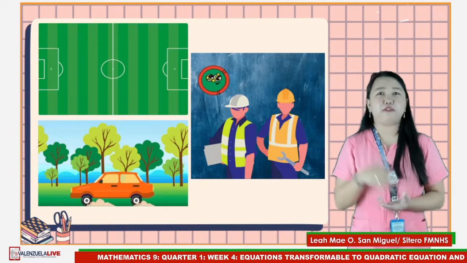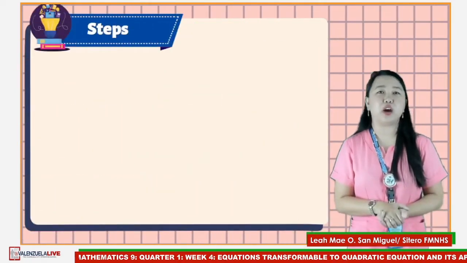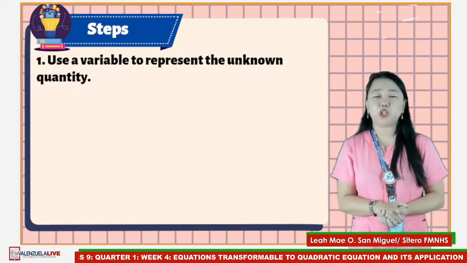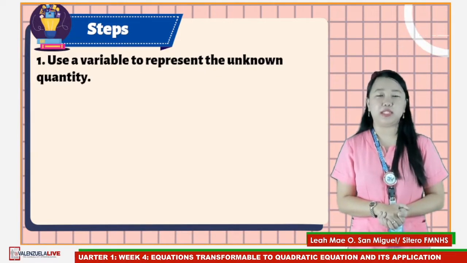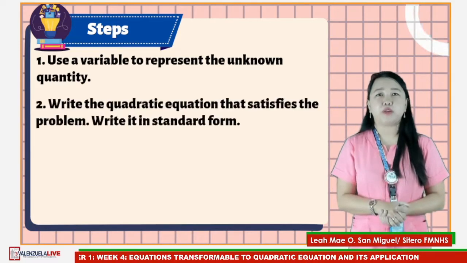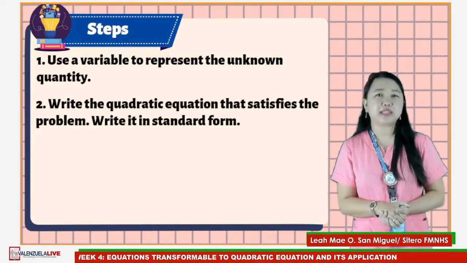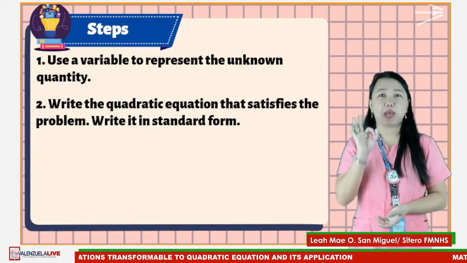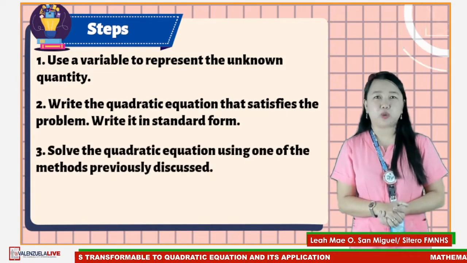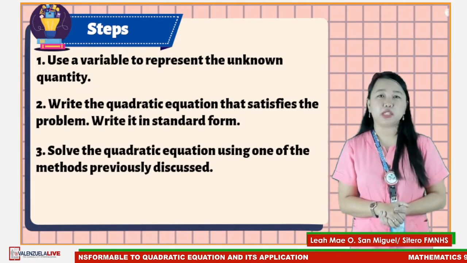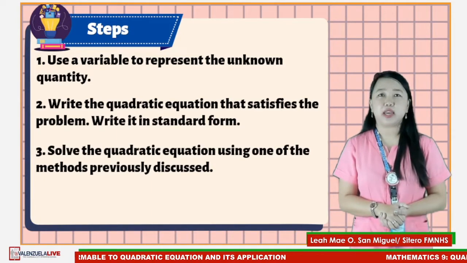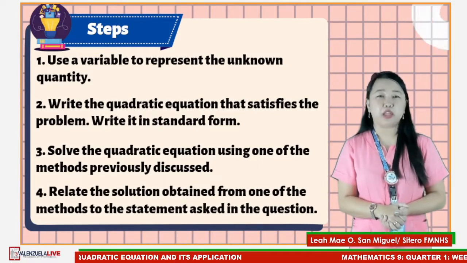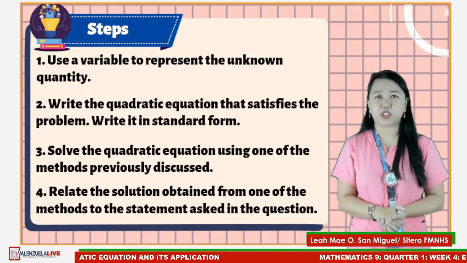You could use the following steps in solving such problems. Step 1. Use a variable to represent the unknown quantity. Step 2. Write a quadratic equation that satisfies the problem. Write it in standard form. Step 3. Solve the quadratic equation using one of the methods previously discussed. And step 4. Relate the solution obtained from one of the methods to the statement asked in the question.